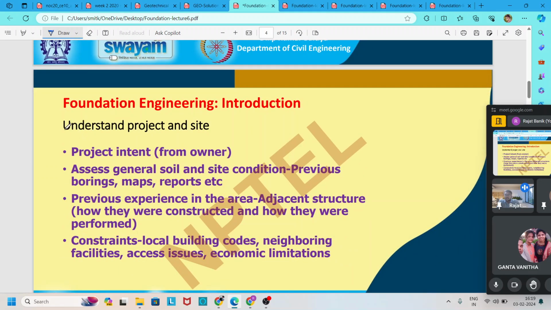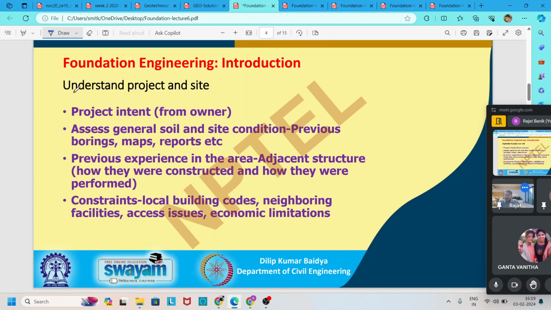So in foundation engineering, now we have to understand the project and site. For this, we first initiate the project by the owner, then assess the general soil and site condition from previous borings, maps, or reports. That means it is mainly based on a preliminary survey. Before designing our foundation, we have to assess the soil in a general way from previous boring maps or reports which already exist.